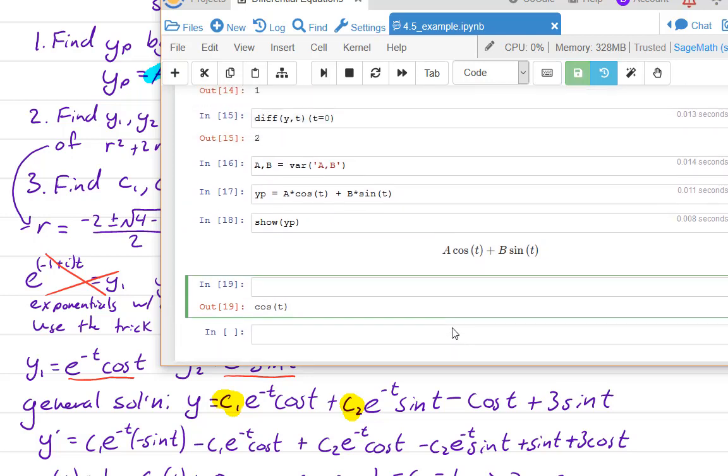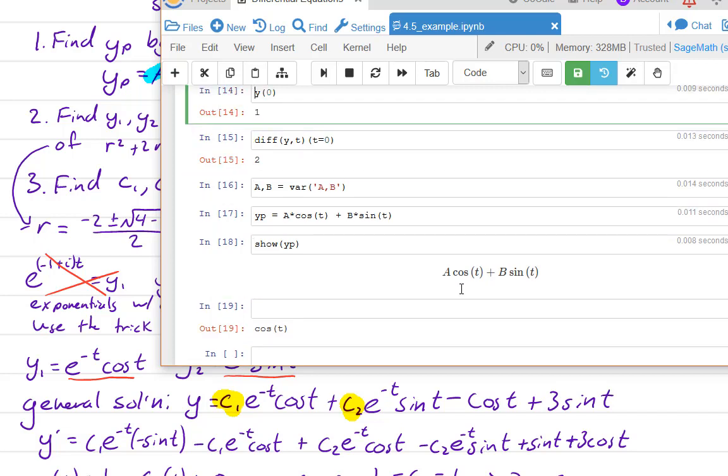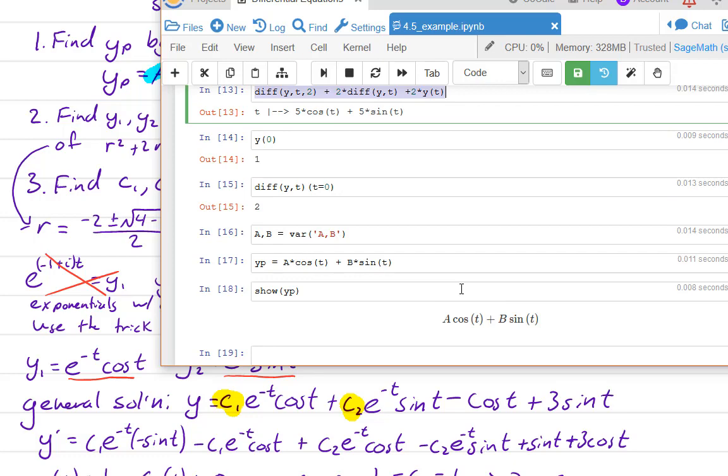What we want to do is plug in this yp into the differential equations so that we can determine the coefficients a and b. So to do that, you could just take yp prime prime, which is actually going to look just like what we had here.